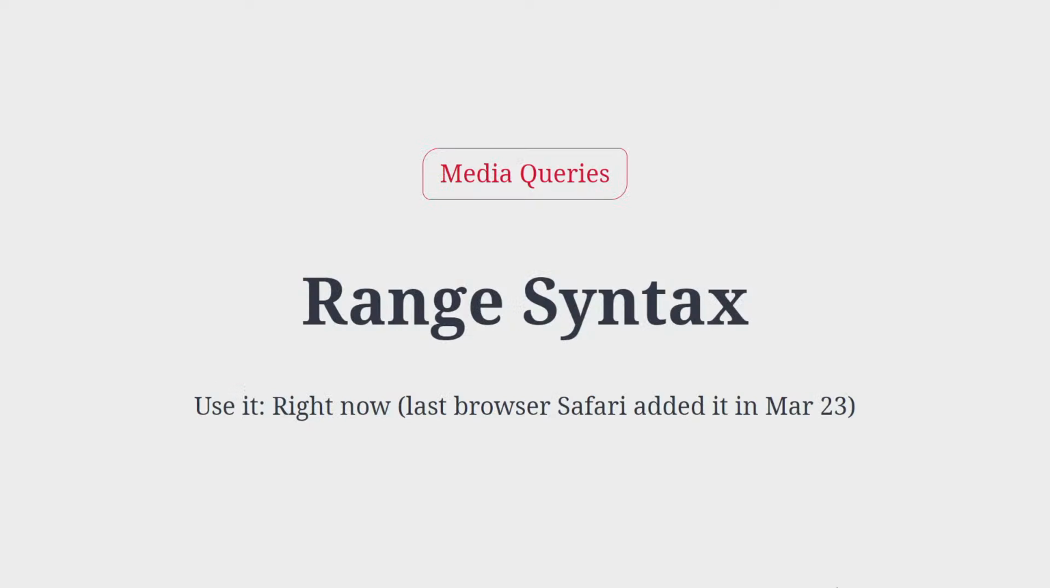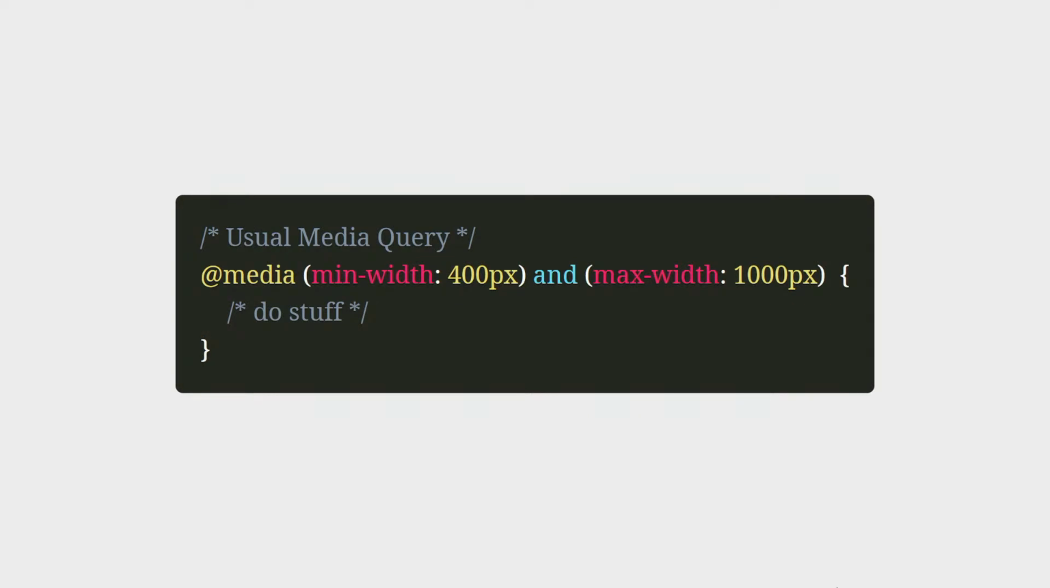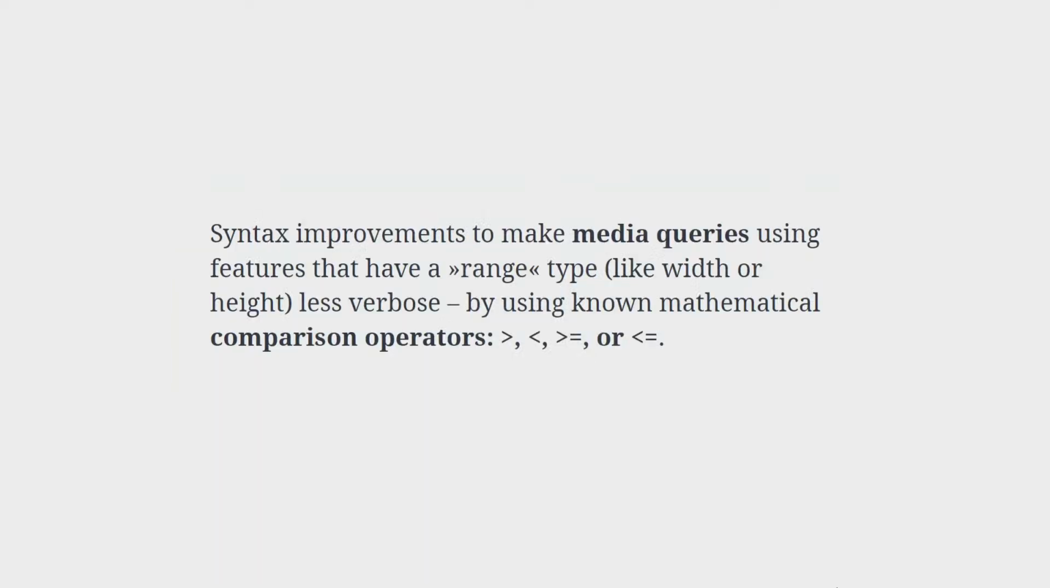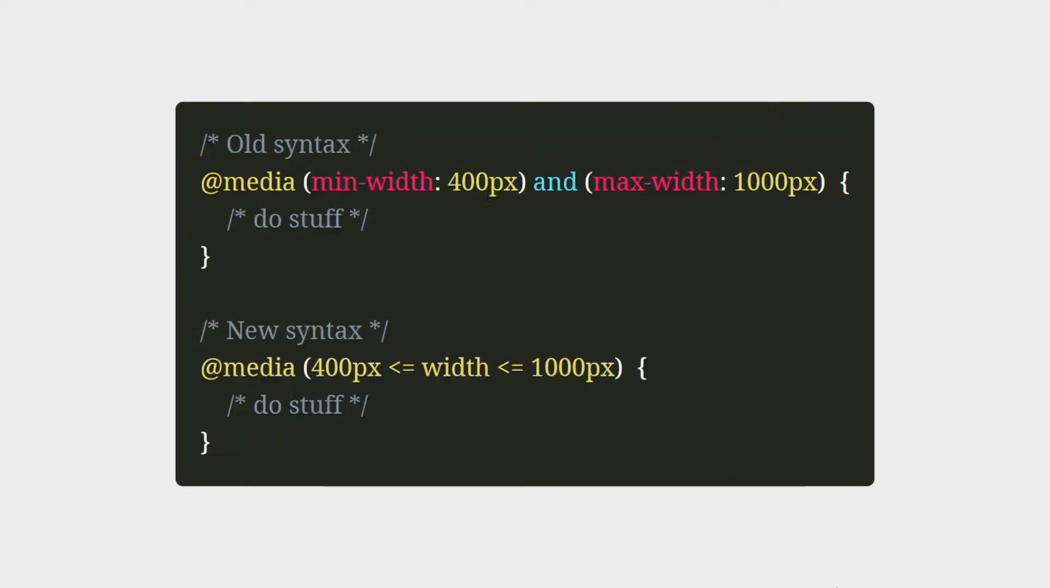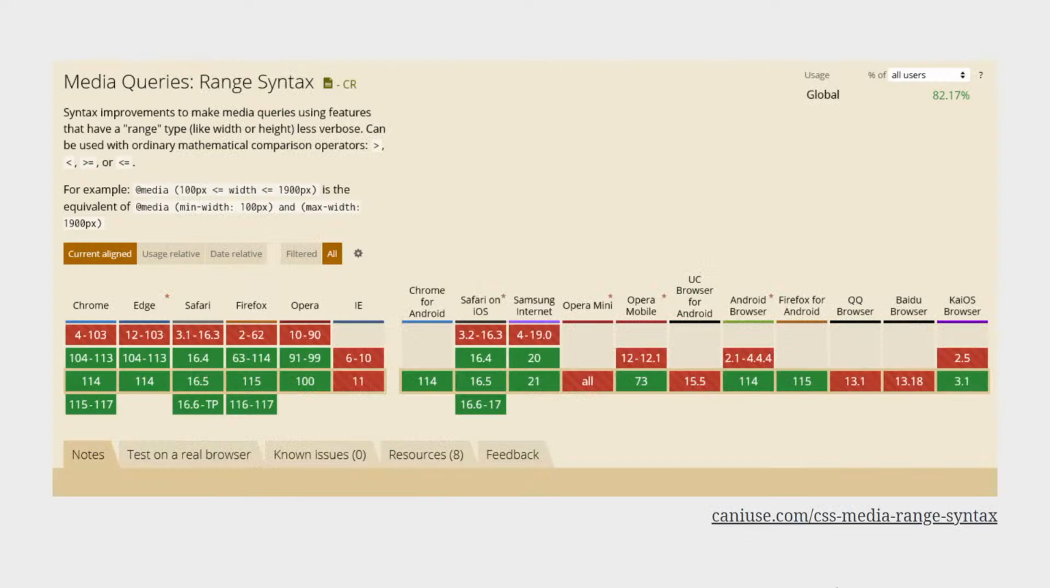Maybe you didn't notice, we now have a range syntax. Safari added this in March. Range syntax means, so far, you had to write media queries like this, where you maybe have a minimum width and a maximum width, and somewhere between 400 and 1,000 pixels, you use this media query. Now, for the range types, we can use the mathematical comparison operators and write this in another way, like this in the new syntax below. This makes it quite a bit easier and more readable. Can you use this? Yes, if you're allowed to use modern browsers, you can already use this.